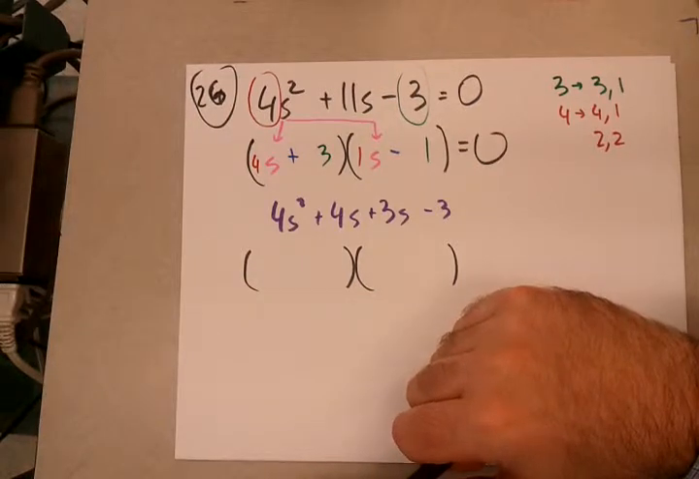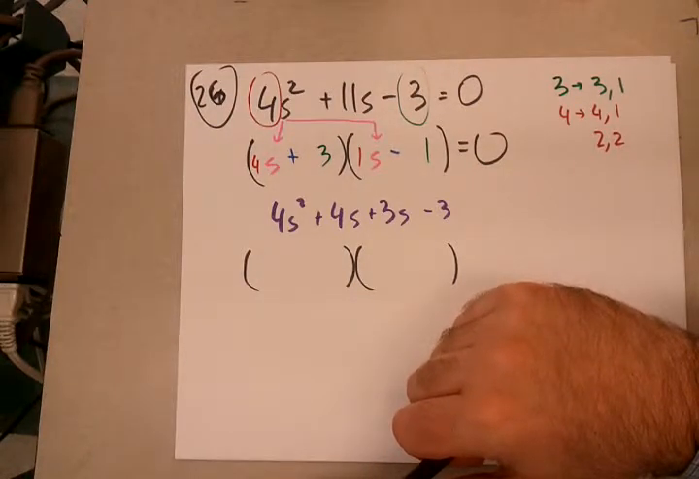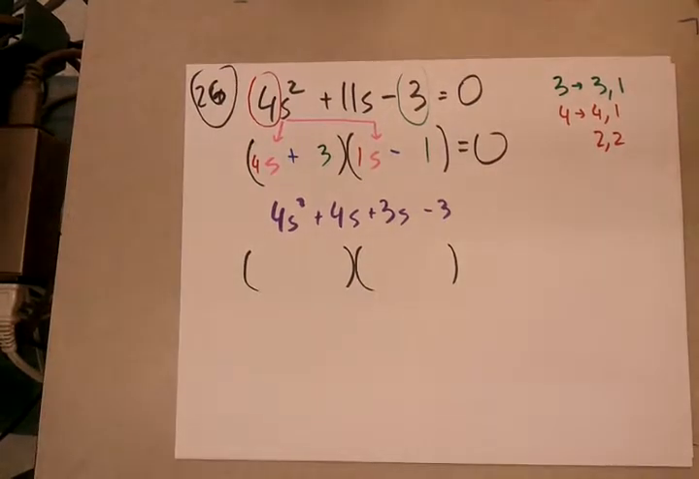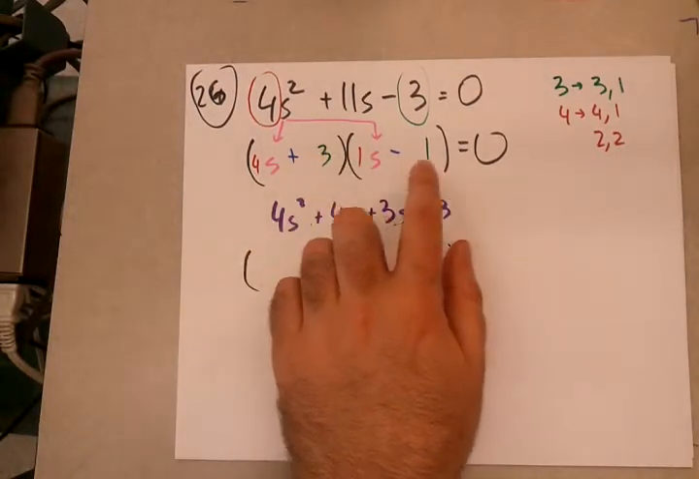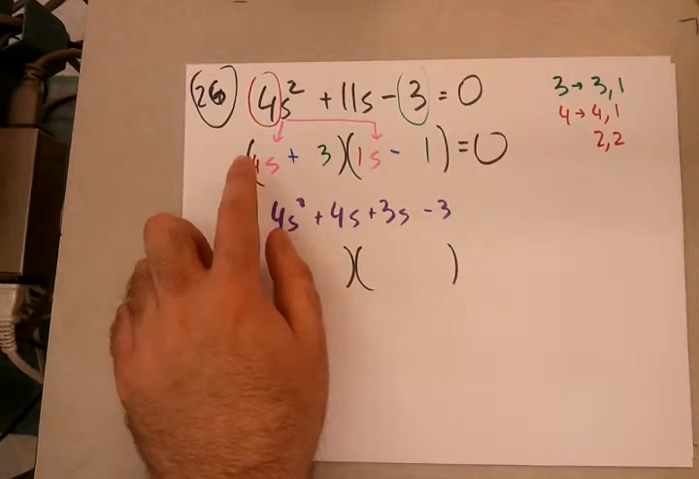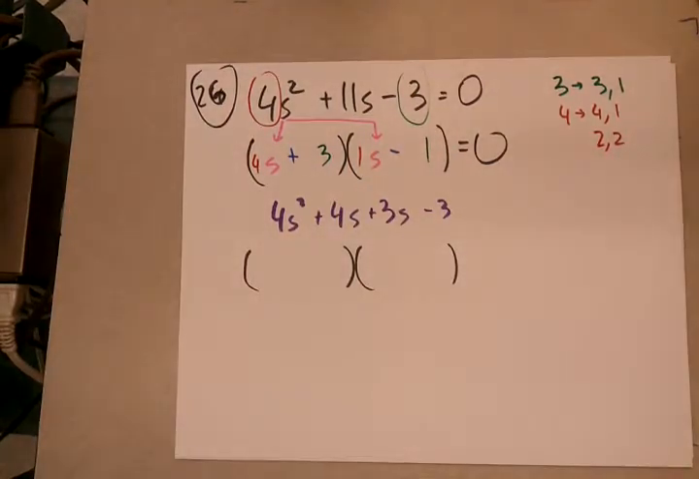That could work. So I want to make sure, now again, this is a bit of trial and error. I want to make sure that I'm multiplying the 4 and the 3. So I'm going to shift this 3 from here to here. That way, when I do my outers, it'll be 4s times 3. And I want it to be positive because the 11s is positive, so I definitely want the larger of my multiplicants to be positive. So I'm going to write my s's here.